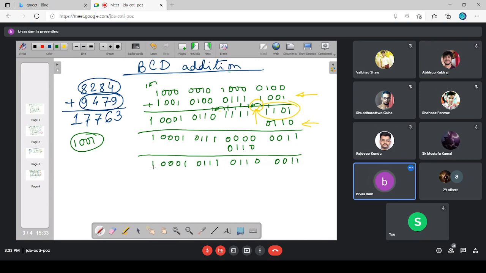Now go to the next higher nibble. Is it more than 9? No, sir. Was any carry from this nibble to next higher nibble? Yes, sir. So I have to add 6.